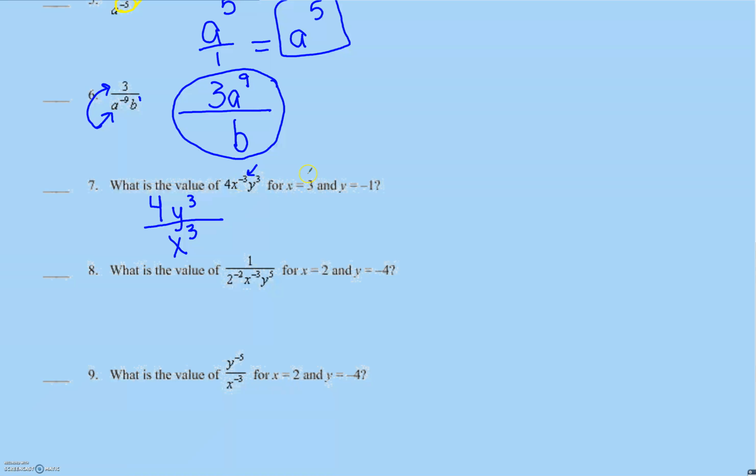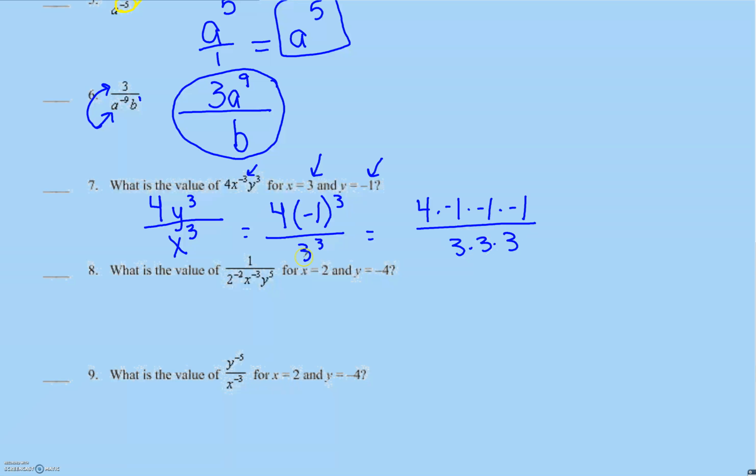Now I'm going to substitute. I have a y, which means I'm going to substitute negative 1 in. Then I have an x, so I'm going to substitute 3. 3 cubed. Negative 1 times negative 1 is what negative 1 cubed is. And 3 times 3 times 3 is what 3 cubed is. Remember, exponents mean repeated multiplication.